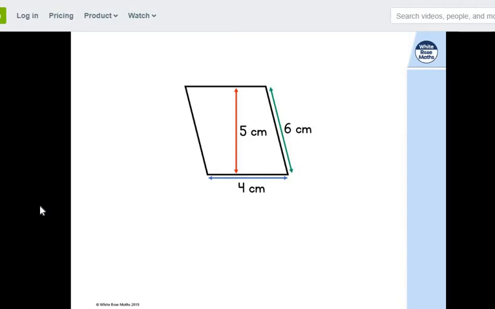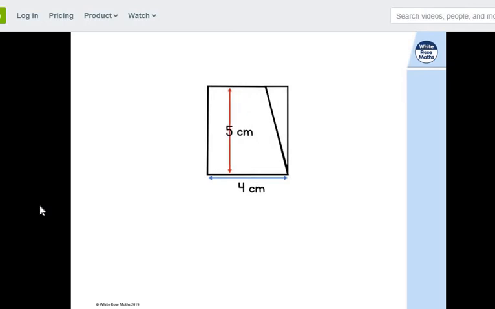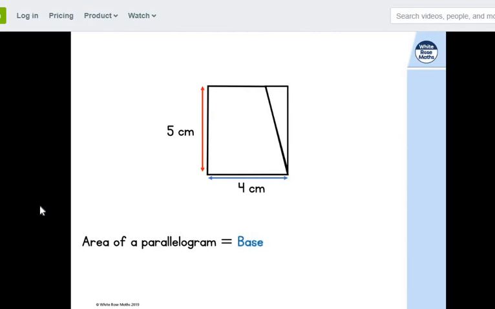We've got 3 lengths here. Where would we cut? Well, we could cut here. Let's move that across. I can see, if I move this 5 centimeters across, I've got the dimensions of the rectangle now. It's 5 times by 4. But there's something interesting about these two.